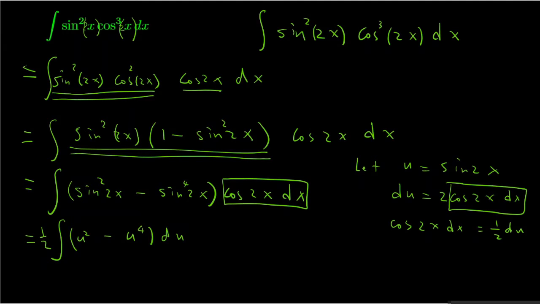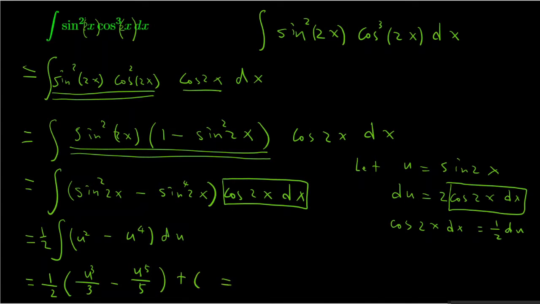Okay, you see it's essentially a polynomial of u with a degree of 4. It's super easy to evaluate. You just use the power rule. Half of the antiderivative of u squared, I think you have u cubed over 3, minus the antiderivative of u to the power of 4, you have u to the power of 5 over 5, and then plus c.